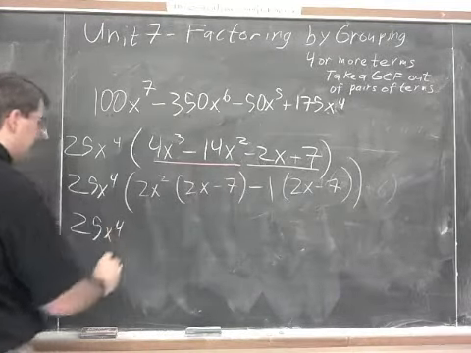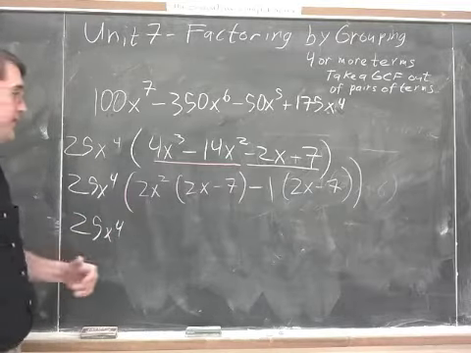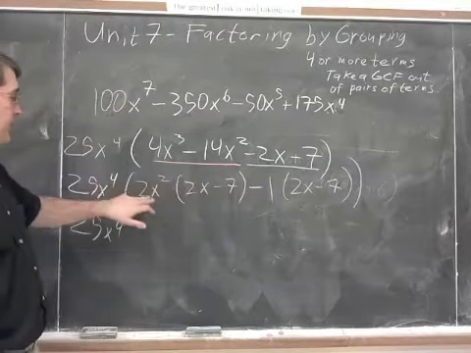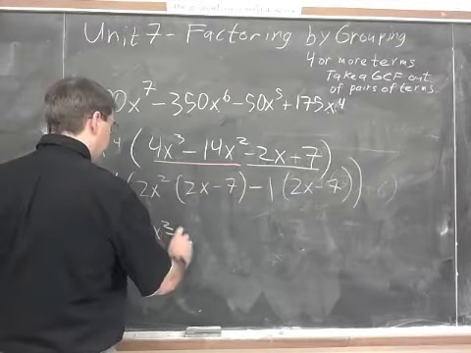This 25x to the 4 just drops down. Once we take it out as a GCF, it doesn't disappear, but it just kind of comes along for the ride. And now we have 2x minus 7 as a common binomial term there. 2x squared minus 1 then is the other binomial.